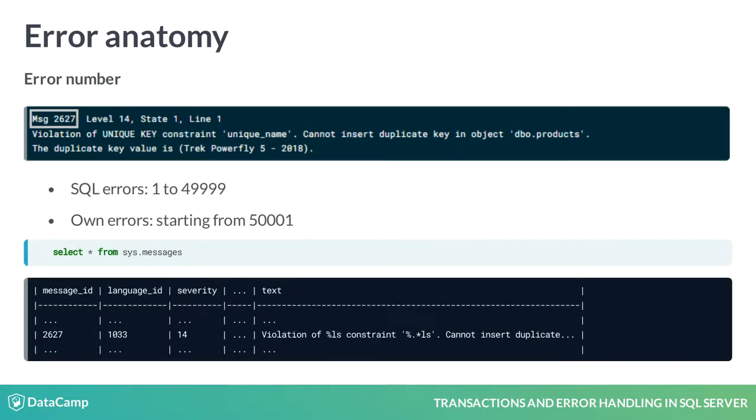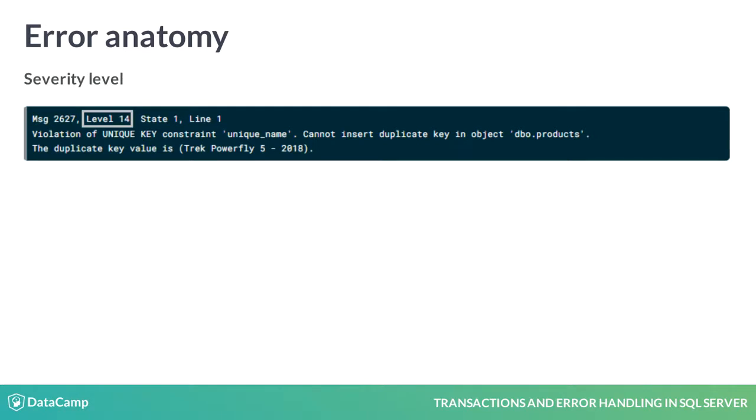If you want to know the complete catalog of error numbers, you can check them in the sys.messages view. The second value is the severity level, 14 in this example. Severity levels from 0 to 10 are informational messages. The errors with this level of severity are treated as warnings.